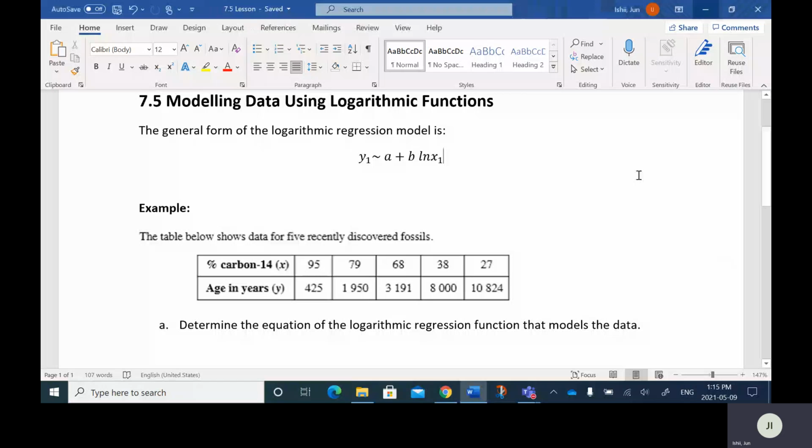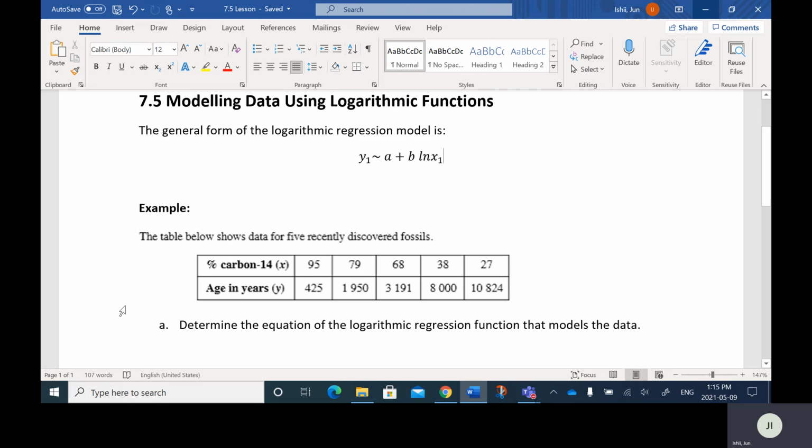All right, so in this lesson, we're going to be modeling data using logarithmic functions. The general form of the logarithmic regression model is this here: y ≈ a + b ln x.